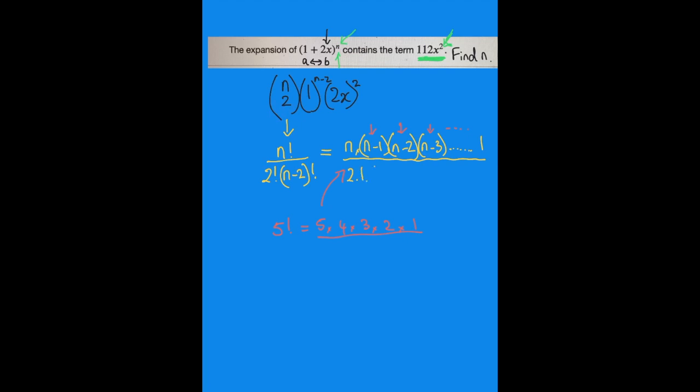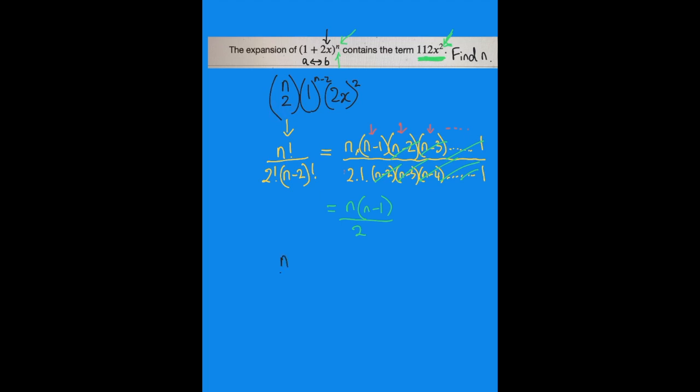Now underneath, you're going to have 2 factorial, so 2 times 1, and then n minus 2 factorial. So we start with n minus 2, n minus 3, n minus 4, etc., until you get to 1. And now you see I can cancel out these and anything beyond. So now I'm left with n times n minus 1 over 2 times 1.